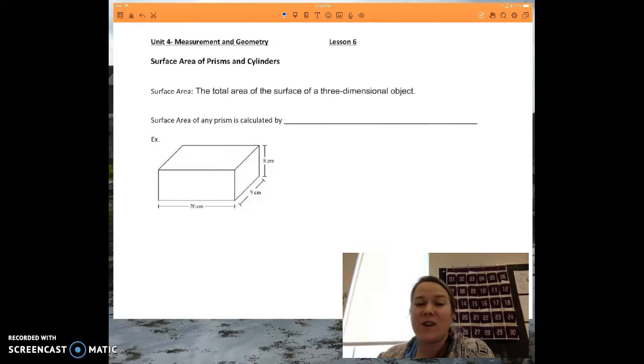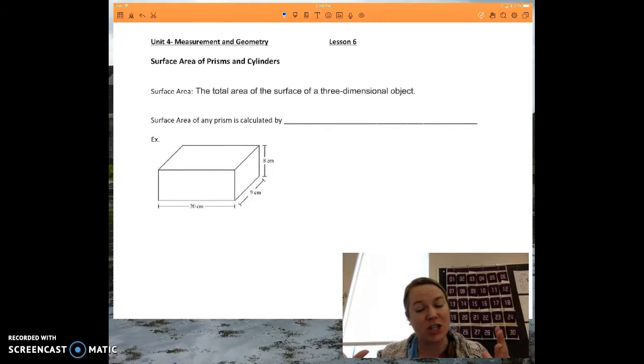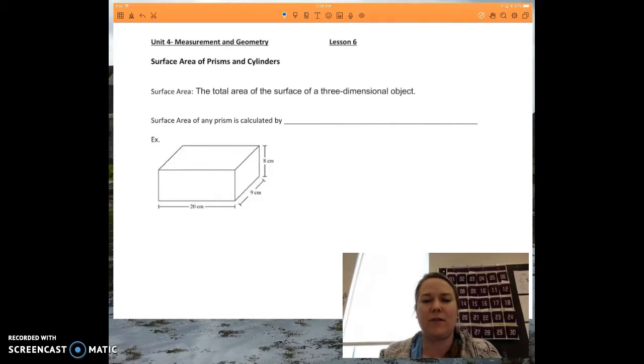Okay, so here we are still in prisms and cylinders territory. We're moving on to the other major item of measurement that we're going to be doing in class, which is surface area. So last lesson we did volume, which is the amount of space enclosed within a shape, and the surface area now is the amount of material needed to create the exterior of a shape, the total area of the surface of a three-dimensional object.